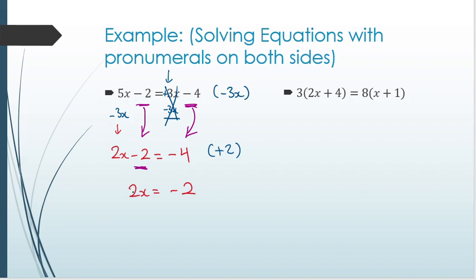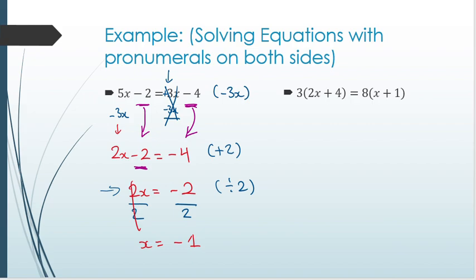And then the final step here, I need to get rid of the coefficient of 2 attached to this x. I am now going to divide by 2. So when I divide both sides by 2, all I'm left with is x is equal to -1, because 2 divided by 2 is just 1. And then I have a negative number divided by a positive number, which is just a negative. Hence, x is equal to -1.